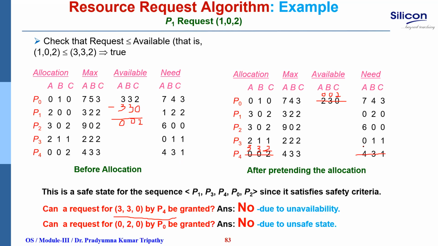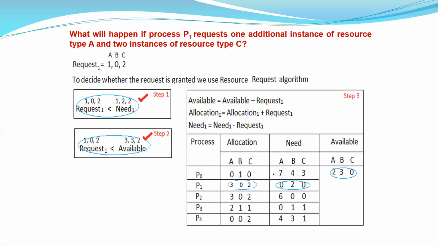So now the need will also change: 4 minus 3 is 1, 3 minus 3 is 0, and 3 minus 2 is 1. Now with this 0, 0, 2, to whom can we give it? Can you satisfy any one of these with 0, 0, 2? No. So therefore, it is an unsafe state. That means P4's request should not be granted. Correct? I think it is understood now. So that is being explained here.